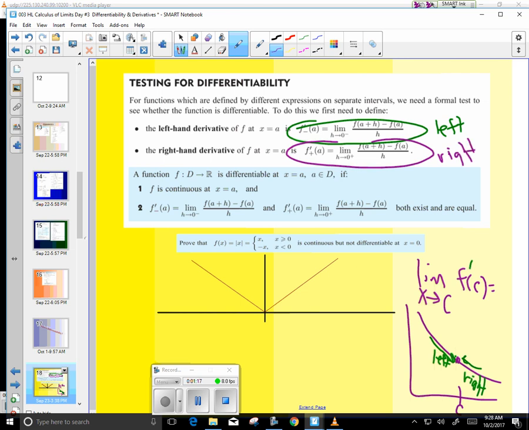So is this absolute value of x continuous at 0? Yeah. Y on the left is 0, y on the right is 0. Is it differentiable at 0? No. This is where people would go, oh, wait a minute. The slope on the left is -1. The slope on the right is +1. So at 0, which is it? It's neither.